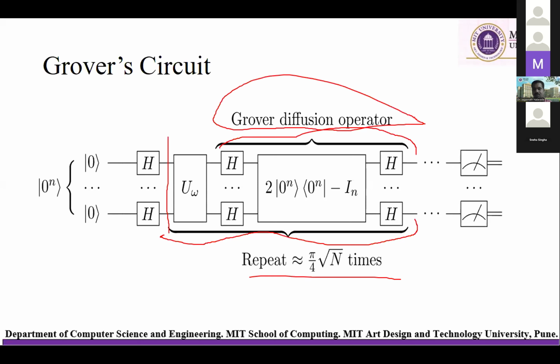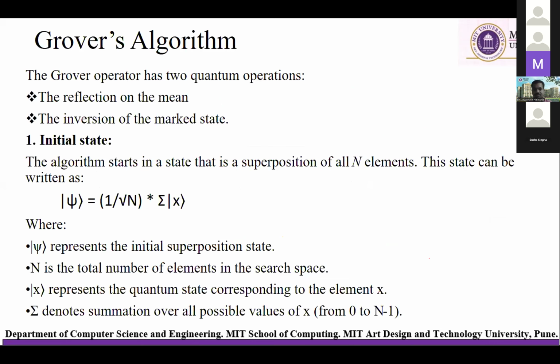The diffusion operator is nothing but a step where we amplify the correct result. If we can identify that this is the correct result, then this result will be amplified. The Grover operator has 2 quantum operations. First is the reflection about the mean, and second is the inversion of the marked state.